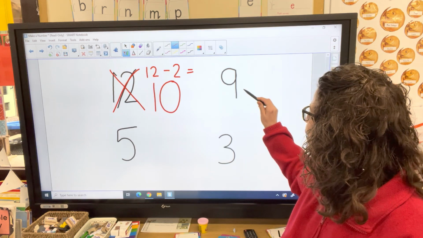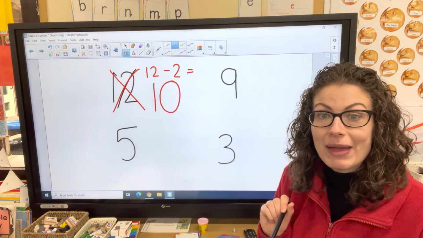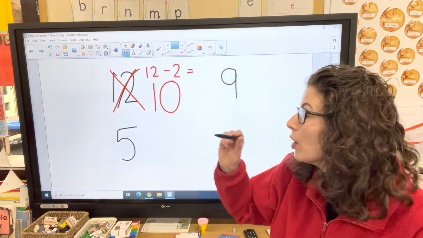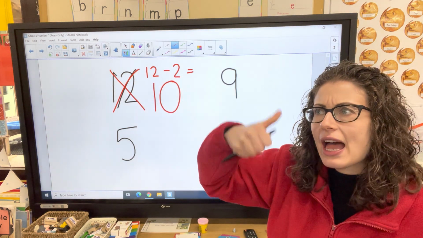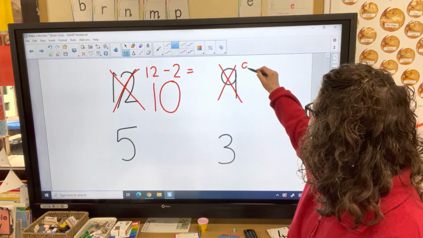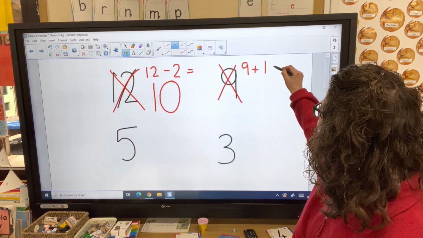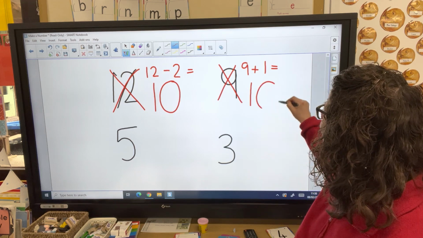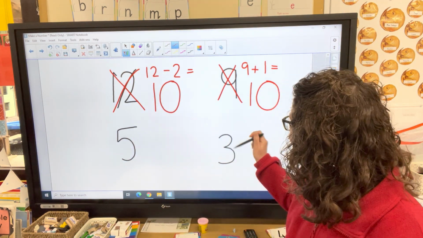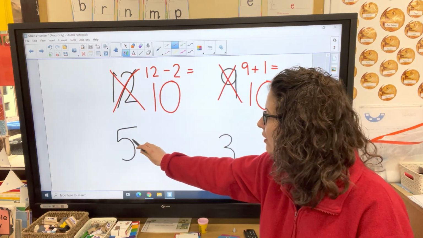Okay, next one, number 9. We're going to make it into 10. 9 is less than 10, so I'm going to have to add more. Adding on, 9, one more is 10. So good boy, number 9. 9 plus one more equals 10, and we've turned 9 into 10. Abracadabra.